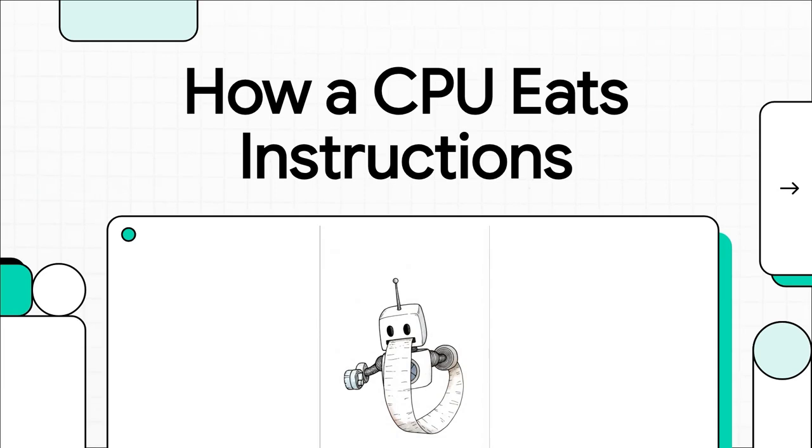You know when you double-click an icon on your screen? Have you ever stopped to wonder what's actually happening under the hood? How does a simple line of code turn into real action? Well, today, we're going deep inside the central processing unit to see how it literally eats instructions. I'm Dr. Sudheendra S G, and this is The Explainer.